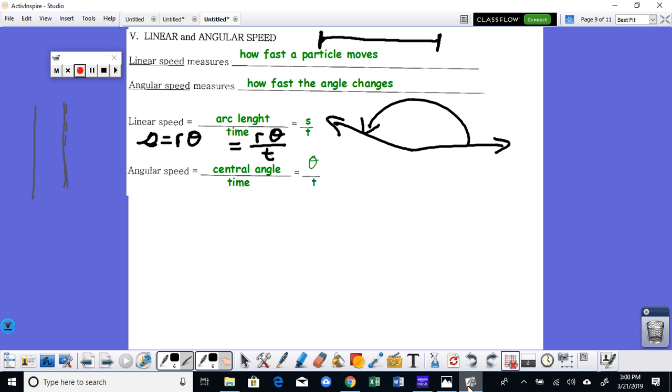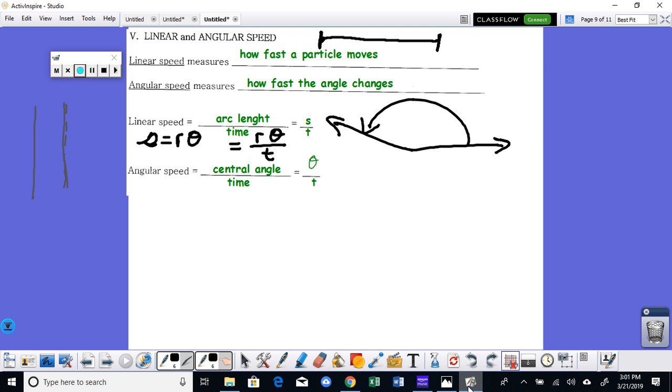We had gone over the previous day's notes, and now we're starting to go over new notes where we finished yesterday. So we're going to start here again with linear and angular speed.